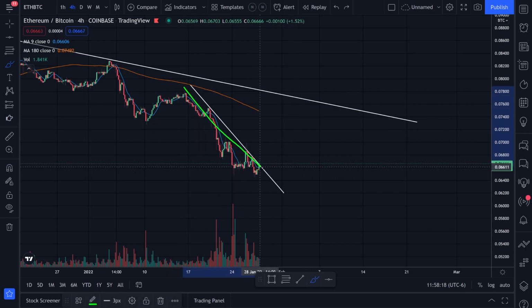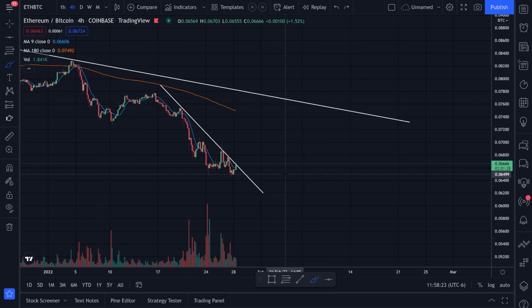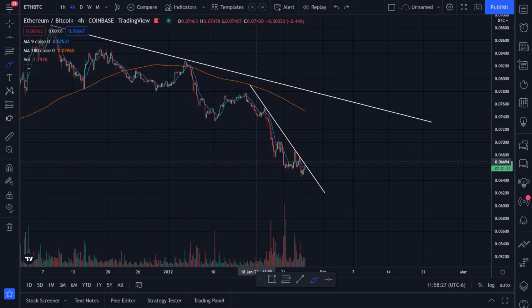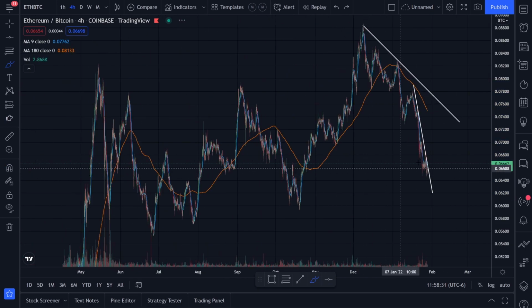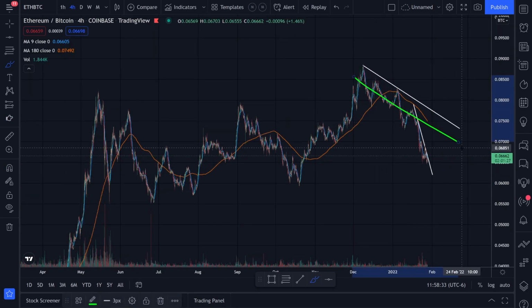I like watching these trends because usually when we break them, it's a good sign that the other coin is going to start doing better. So let's say we start trending up, that's going to be good for Ethereum. But until then, it's looking pretty good for Bitcoin. And like I said, we also have this bigger downtrend like this.